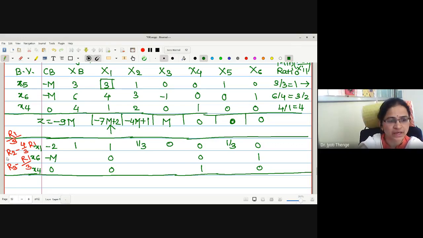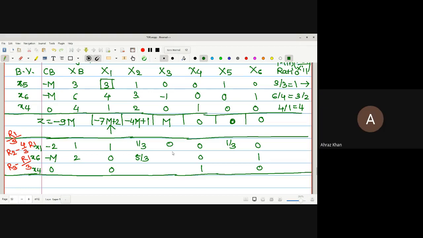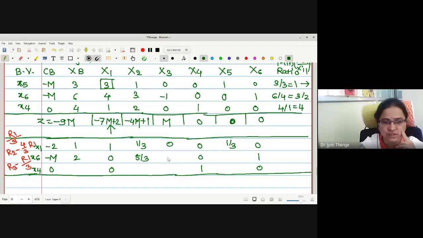Next, we will perform the second, R2 minus 4 by 3 R1. How much is this value? 6 minus 4 by 3 into 3. 3 cancels. 6 minus 4, it is 2. At this stage, 3 minus 4 by 3, 5 by 3. Here, as this R1 entry is 0, there is no change. For this entry, 0 minus 4 by 3, this is minus 4 by 3.